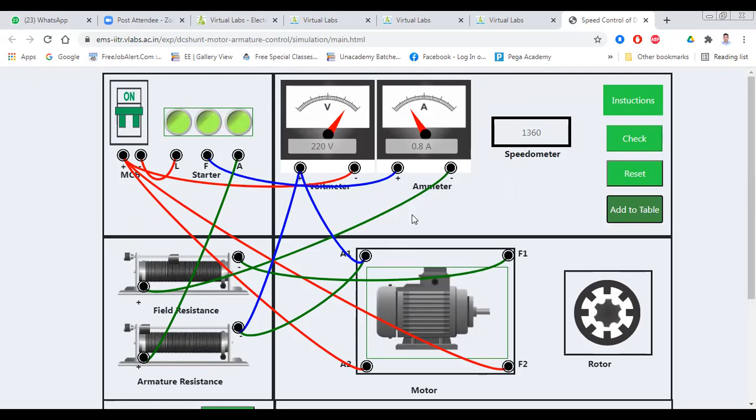Okay. Now what should we do? Earlier I already told that in this process we just connect an external resistance in series with the armature, because we are doing the armature control method. So the external resistance is nothing but a rheostat.